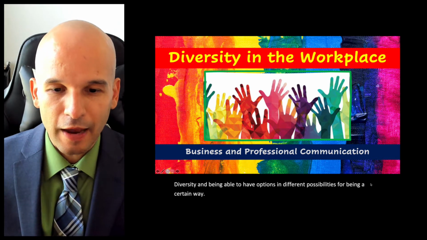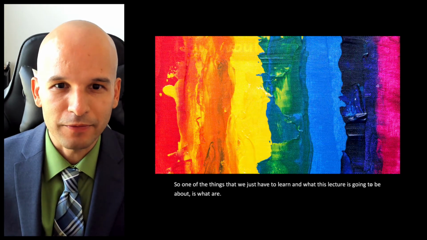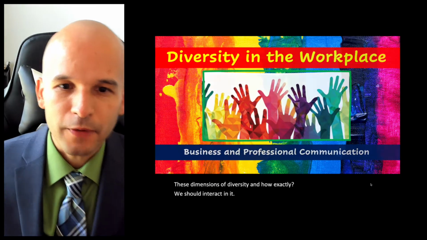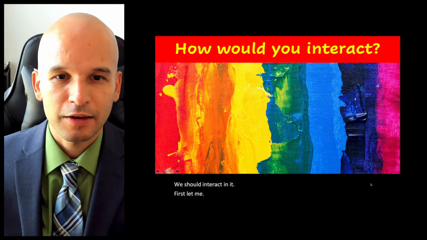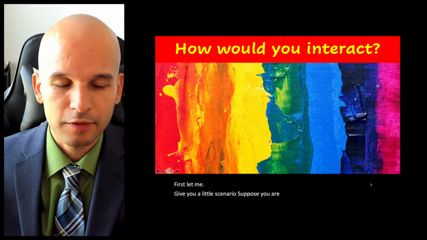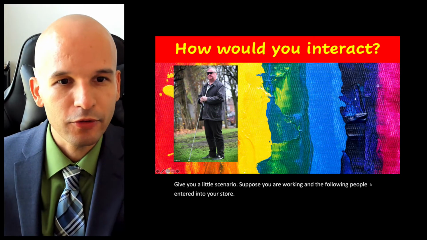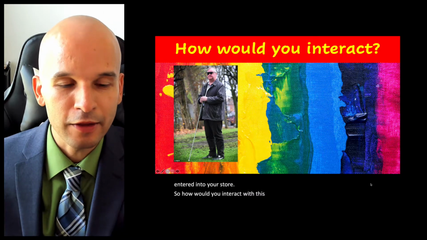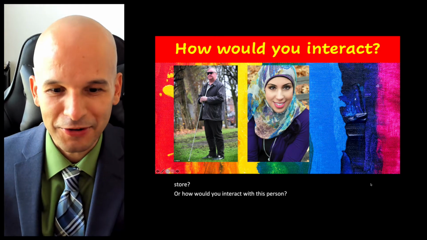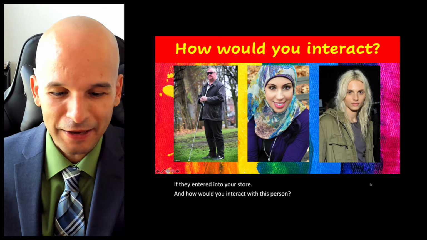So one of the things that we just have to learn, and what this lecture is going to be about, is what are these dimensions of diversity and how exactly we should interact in it. So first, let me give you a little scenario. Suppose you are working and the following people entered into your store. So how would you interact with this person if they entered into your store? Or how would you interact with this person if they entered into your store? And how would you interact with this person if they entered into your store?